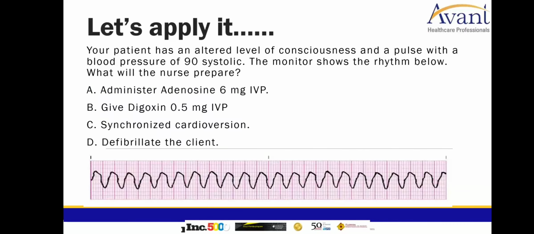Your patient has an altered level of consciousness and a pulse with a blood pressure of 90 systolic. The monitor shows the rhythm below. What will the nurse prepare?